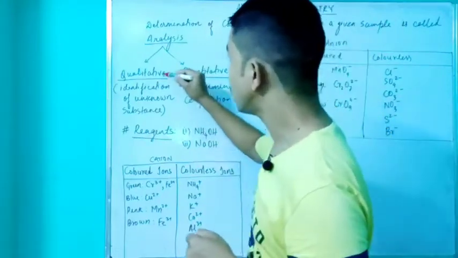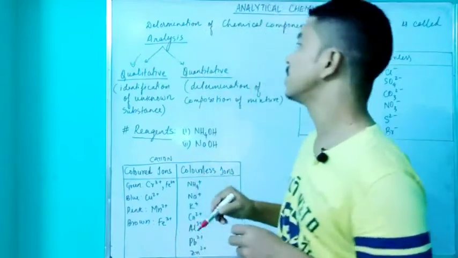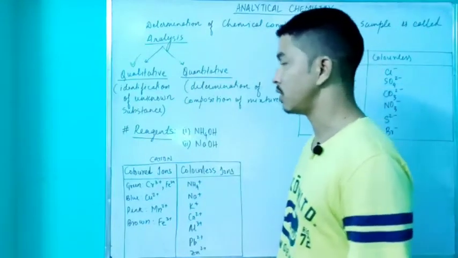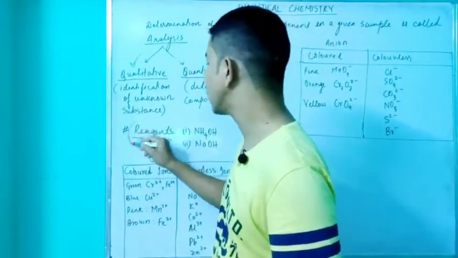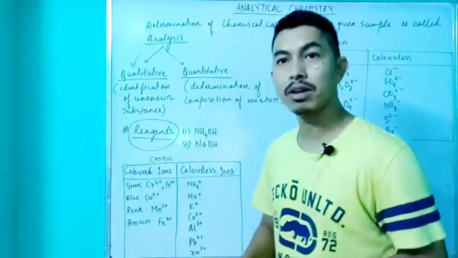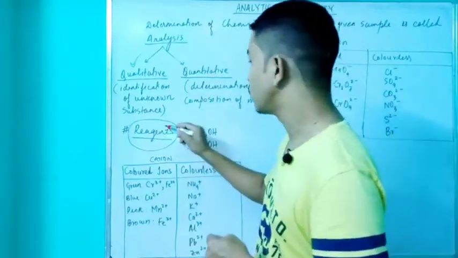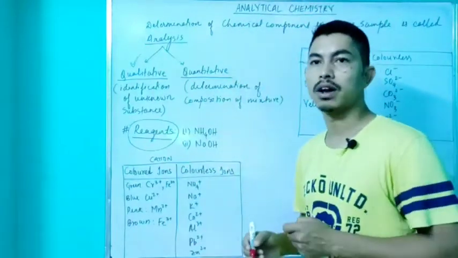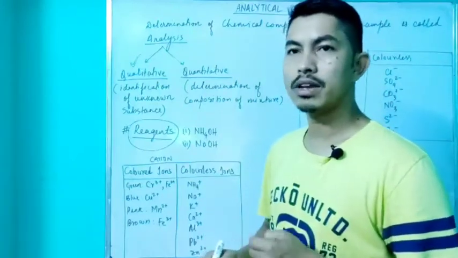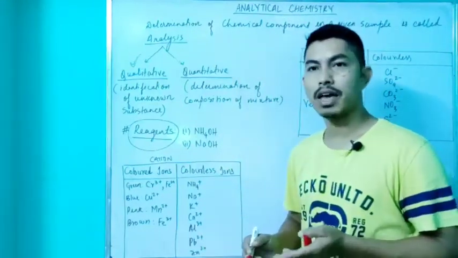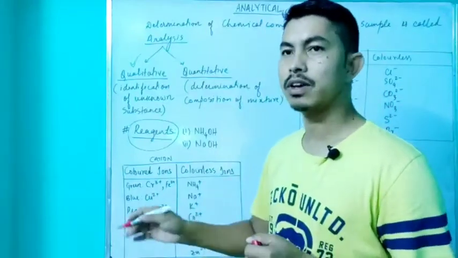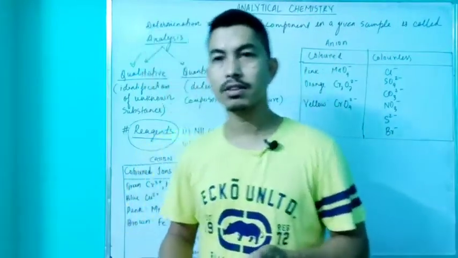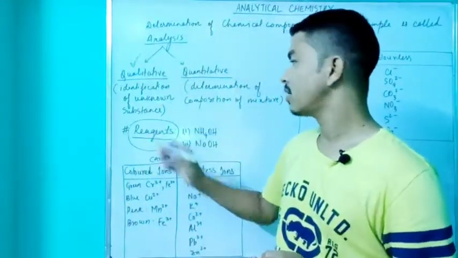Now coming to qualitative analysis, this chapter deals with the identification of an unknown substance in a given solution. So how do we identify? Generally there are certain compounds, chemical substances, known as reagents. When these reagents are added to the given sample, it shows a different color. By looking at the color we can easily tell about the presence of ions, different metals and non-metals in a given sample. The chemical substances which precipitate the given sample when added are known as reagents.